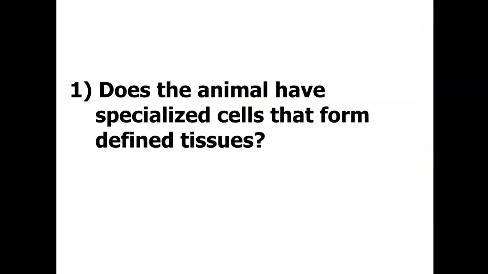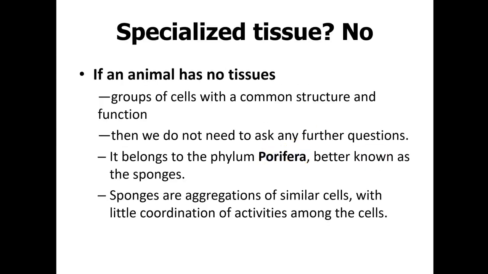So, starting with the first one. Does an animal have specialized cells to form defined tissues? Specialized cells include things such as skin cells, muscle cells, and sensory cells. If an animal has no specialized tissue and is just made up of one type of cell, then we don't go any further. That belongs to the phylum Porifera, best known as our sponges. Sponges are aggregations of similar cells with little coordination of activities among those cells.